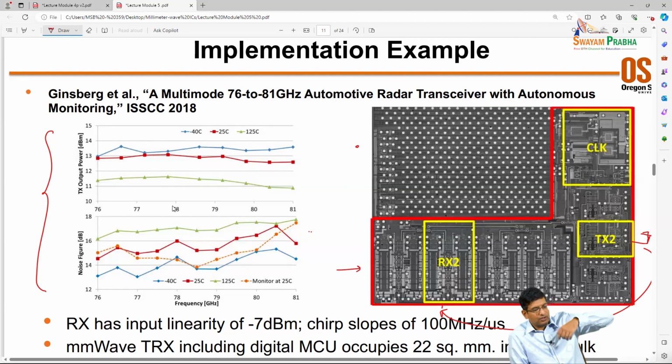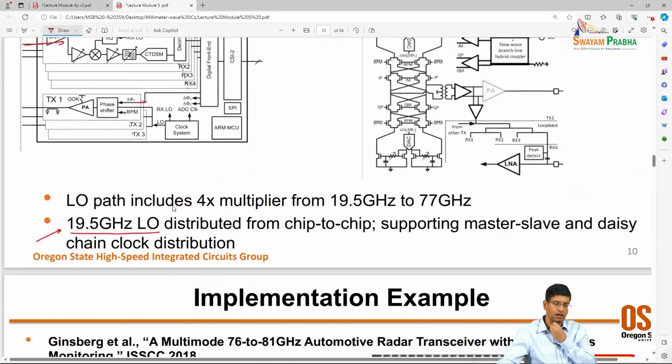The receiver actually has to be very linear, and it has an input linearity of -7 dBm. So this is quite linear at millimeter wave, but the trade-off for that is that the noise figure is of the order of 14-15 dB.